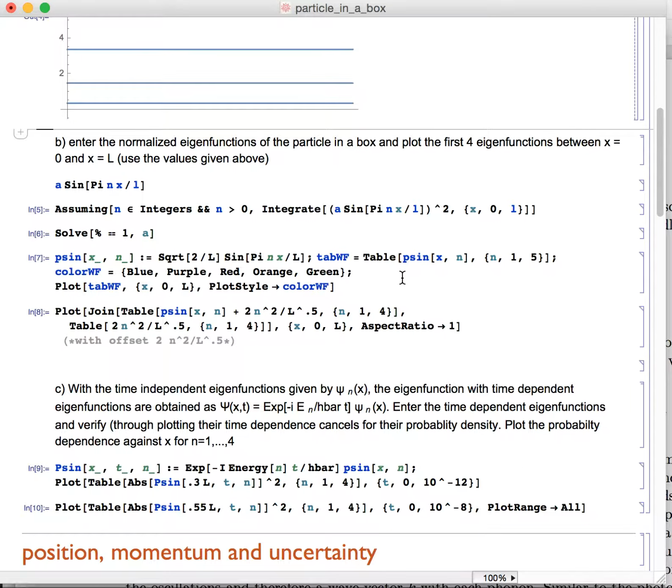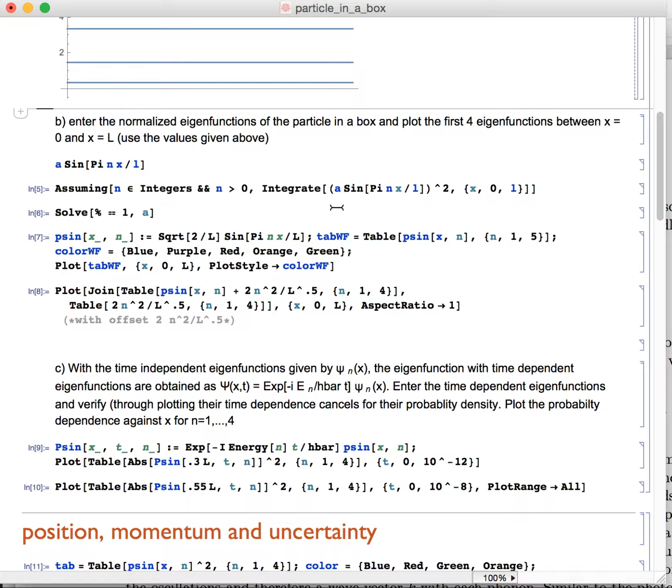Next, we would like to determine the normalization of our wave functions. Remember, our wave functions are given here by some normalization constant, and then the sine of pi n x over L. That's how we determined them in class. Now we want to ask Mathematica to do this integral for us. So we tell Mathematica to assume that n is an integer number and is positive.